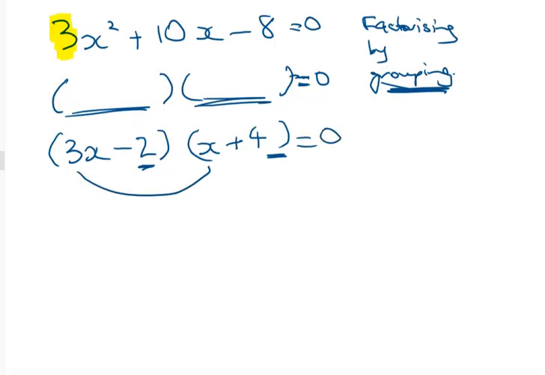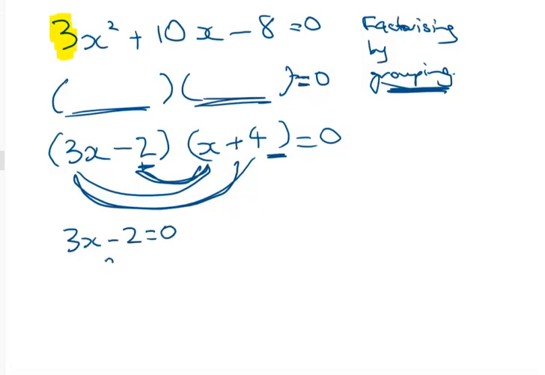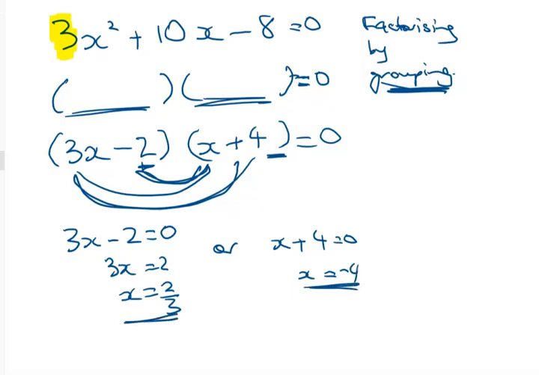We expand it: 3x squared minus 2x plus 12x. So that's giving me my plus 10x, my minus 8. Right, so that's great. And then we can go on and we say 3x minus 2 equals 0, 3x equals 2, x equals 2/3, or x plus 4 equals 0, x equals negative 4, and we're done, right?